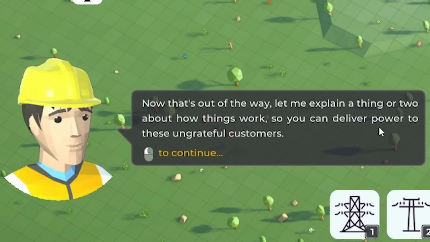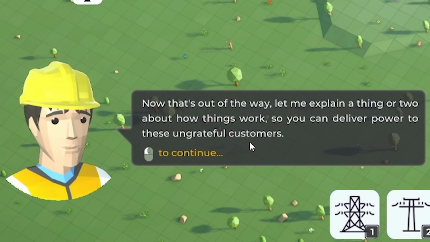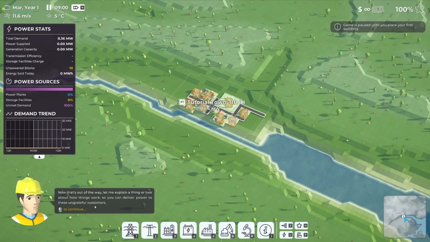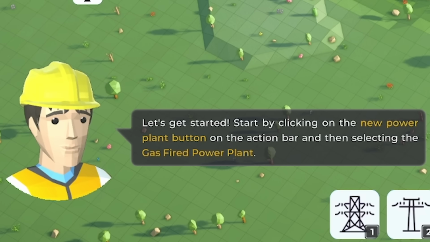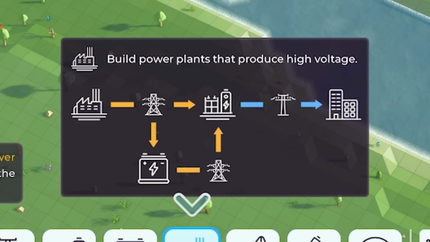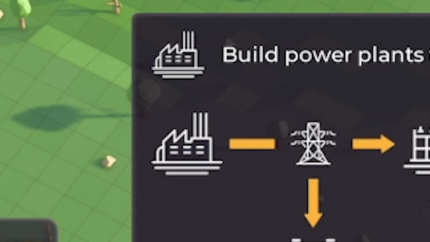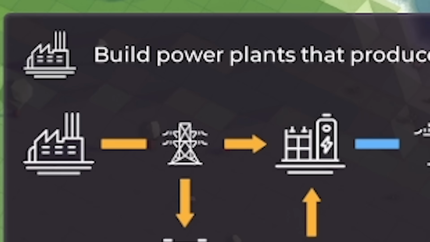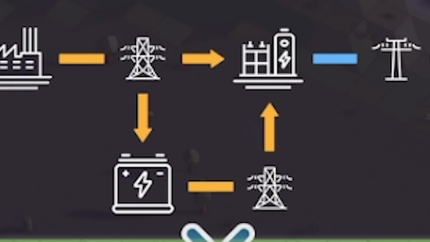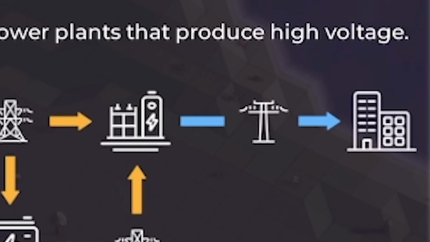So now that's out of the way, let me explain a thing or two about how things work. So you can deliver power to these ungrateful customers. I love that electrical engineers are just as bitter as civil engineers. So he said, first thing we have to do is create one of these, a power plant that produces high voltage. And we've got a handy little guide there. That's the power plant. It takes pylons to a substation. Then the substation converts it from high voltage to low voltage, where you can distribute it amongst your city.